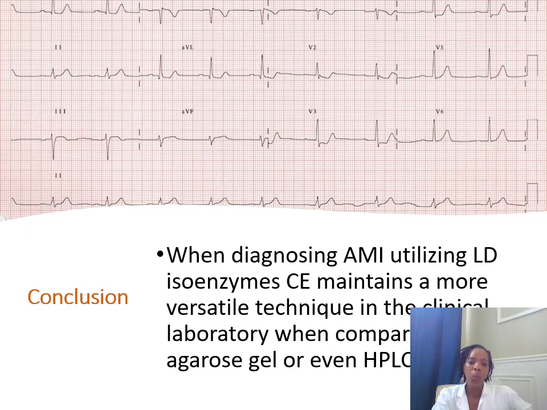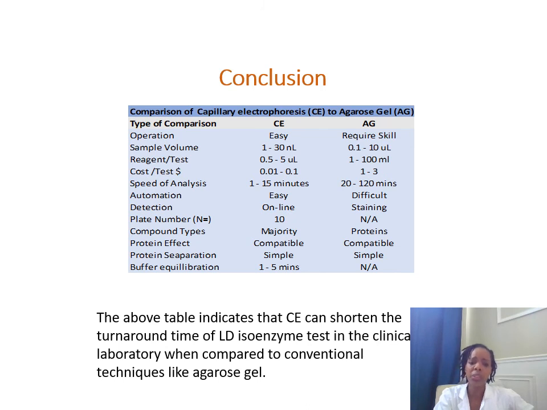Conclusion. When diagnosing AMI, utilizing LD isoenzyme CE maintains a more versatile technique in a clinical laboratory when compared to agarose gel or even HPLC. In conclusion, the above table indicates that CE can shorten the turnaround time of LD isoenzyme tests in a clinical lab when compared to conventional agarose gel.